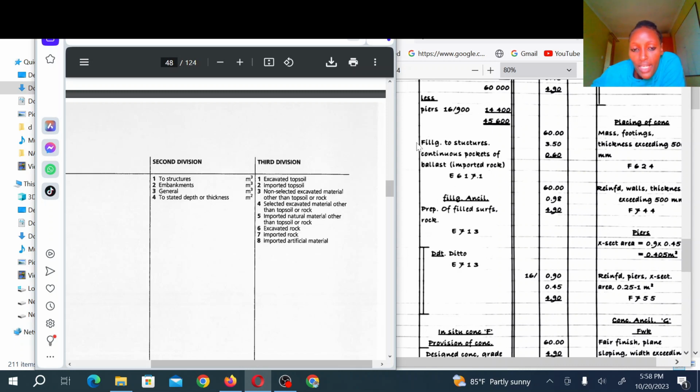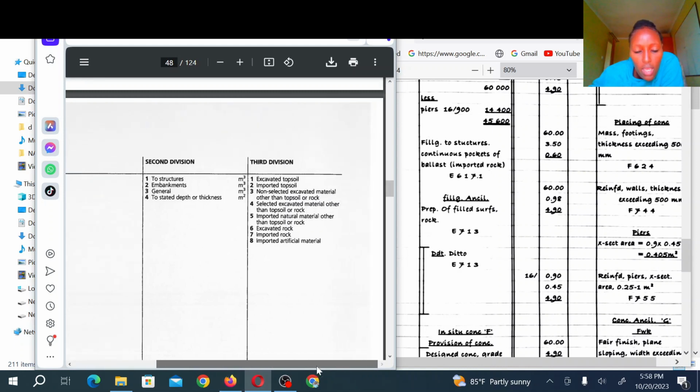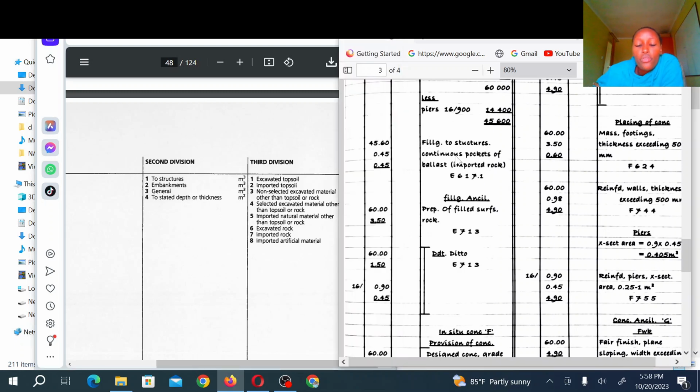So it shall be filling. We shall use in the description filling to structures imported rock. You can just write filling to structures imported rock, or you can say filling to structures continuous pocket of ballast in brackets imported rock, to be specific. Because if it's imported rock and you're quoting it again, you need to be a bit specific. You can say continuous pocket of ballast.